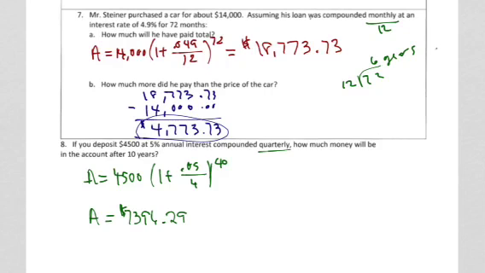Now, if it asked us how much money he had made in interest, we'd have to take that 7,000 and minus the original amount. That would tell us how much he's actually made in interest. But that's not what the question said, so we didn't have to do that part. All right? Your work is a lot like this today. Good luck.